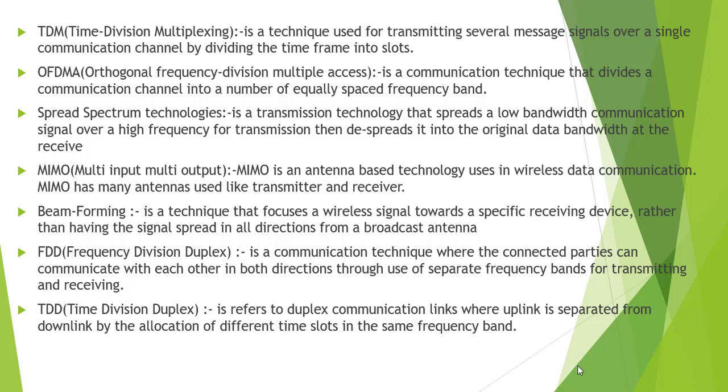FDD, frequency division duplex, is the communication technique where the connected parties can communicate with each other in both directions through the use of separate frequency bands for transmitting and receiving. TDD, time division duplex, refers to a duplex communication link where the uplink is separated from the downlink by allocation of different time slots in the same frequency band.